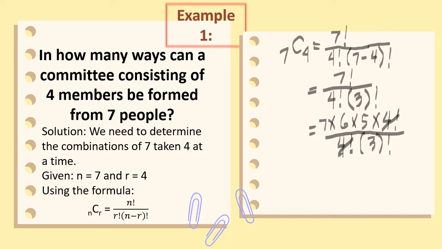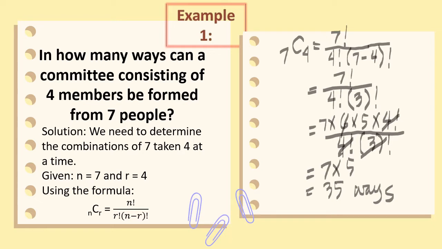And then si 3 factorial, kapag in-expand natin yan, ang equivalent niyan is 6. So, i-cancel din natin yung 6 sa taas and yung 3 factorial. Ang matitira na lang sa taas is 7 times 5. So, combination of 7 taken 4 at a time is equal to 7 times 5, which is 35. So, we have 35 ways. Yan ang sagot sa example number 1.